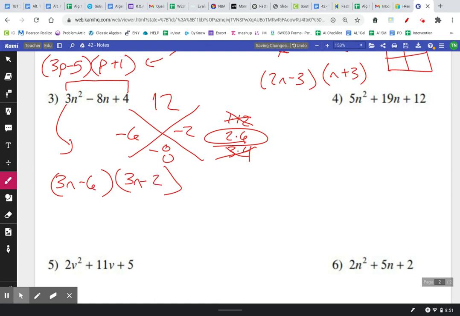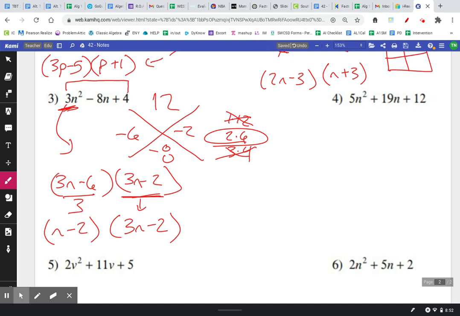Which one of these can I actually divide by 3, right? It's this one. Because 3n divided by 3 is n, and negative 6 divided by 3 is negative 2. I can't do it here because 2 divided by 3 is going to be a fraction or a decimal. We want to avoid that. So we keep this one, just bring it down. 3n minus 2. We're rocking and rolling. Let's go ahead and knock out maybe 1 or 2 more.